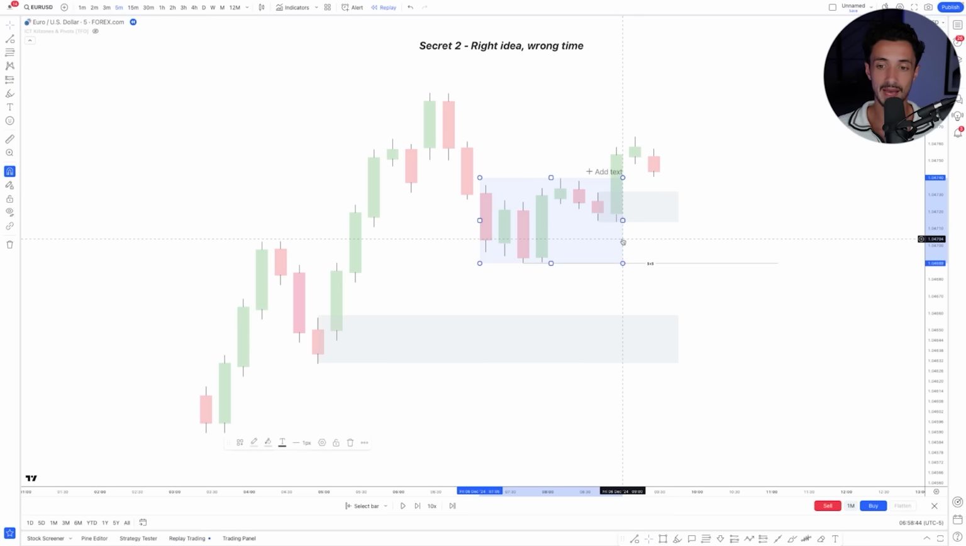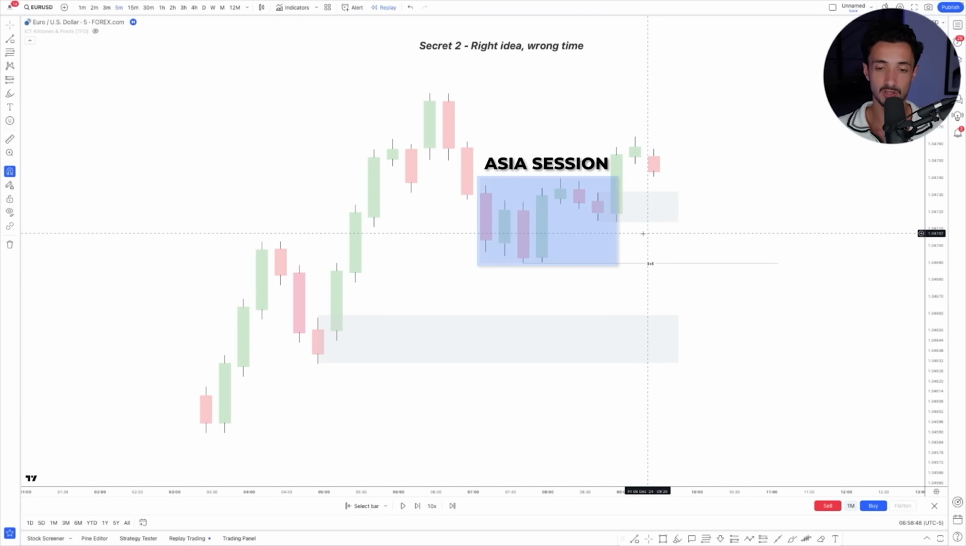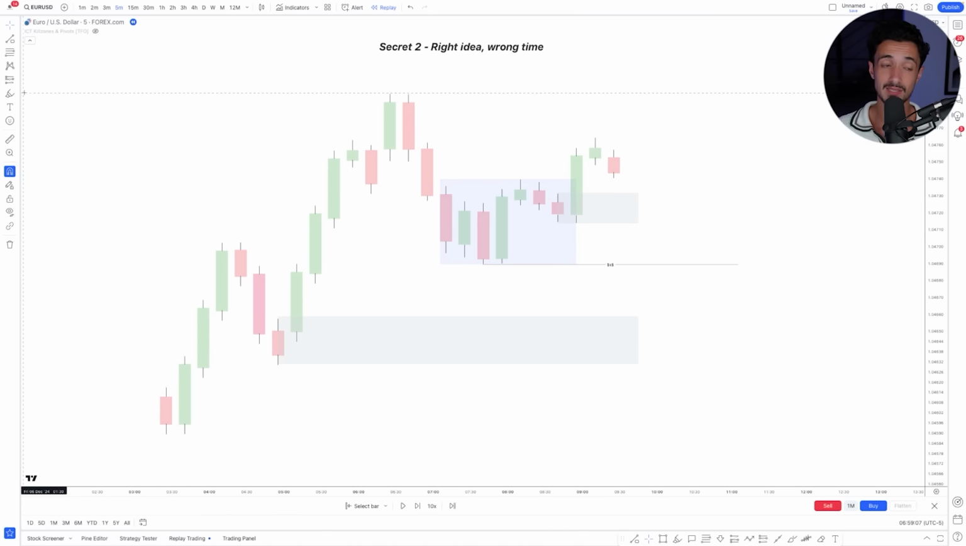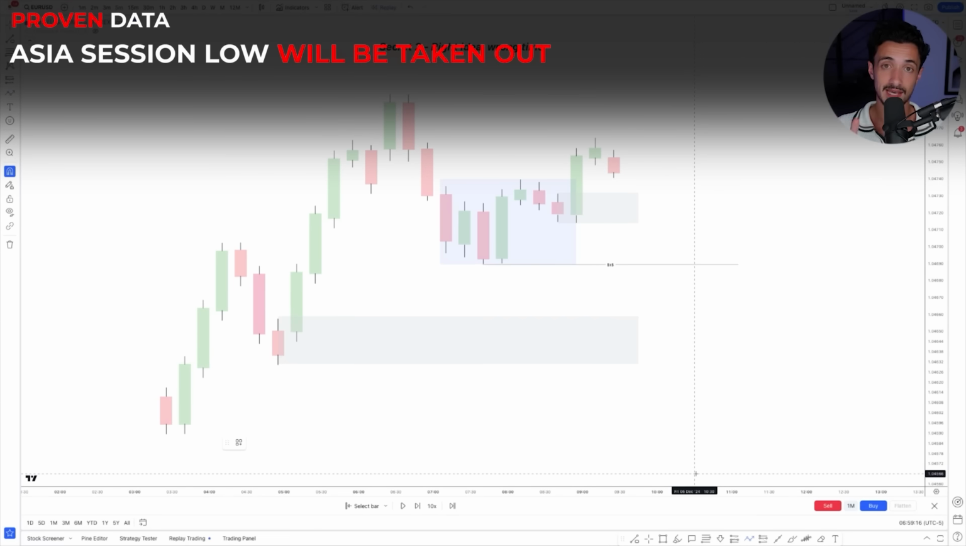You see, what we have here in this blue box right here is the Asia session range. That exists from 8 p.m. to midnight EST. Any price inside of that range, something that if you've been on my channel, I use all the time, the Asia session pocket of liquidity. If you're trying to trade order blocks that are on or inside of this Asia session range, there is proven data that says that this low right here is very likely to be taken out.